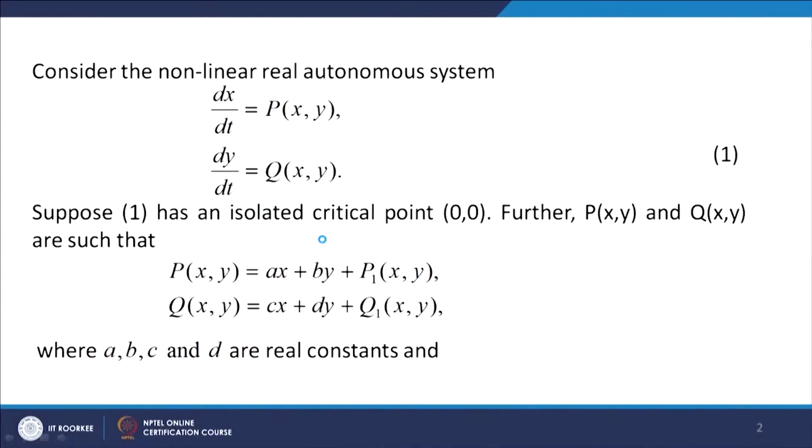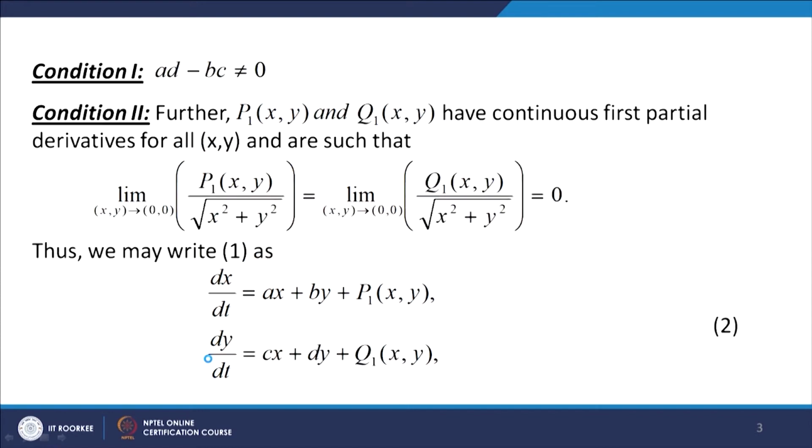Say for example, dx/dt equal to P(x,y), dy/dt equal to Q(x,y). Now, suppose this system has an isolated critical point (0,0). Further, P(x,y) and Q(x,y) are such that P(x,y) is equal to ax plus by plus P1(x,y), Q(x,y) equal to cx plus dy plus Q1(x,y), where a, b, c and d are real constants and they satisfy the condition that ad minus bc is not equal to 0.